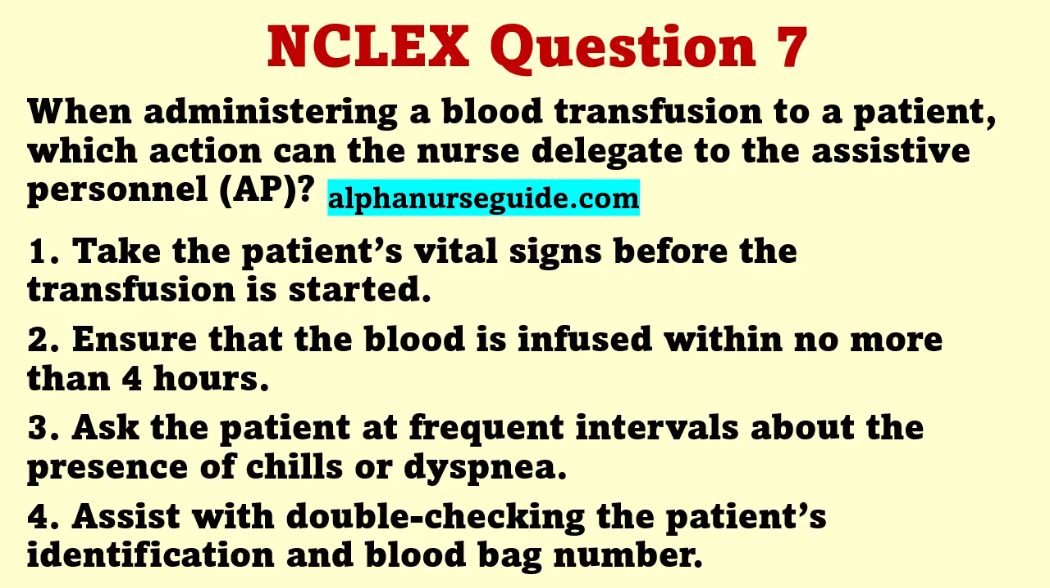The correct answer is 1. Take the patient's vital signs before the transfusion is started. AP education and role includes obtaining vital signs, which will be reported to the nurse before the initiation of the transfusion. Monitoring for transfusion reactions, adjusting the transfusion rate, and ensuring that the blood type and number are correct require critical thinking and should be done by the nurse.